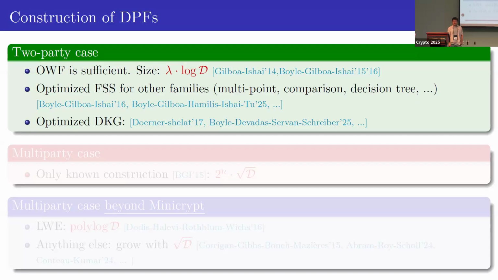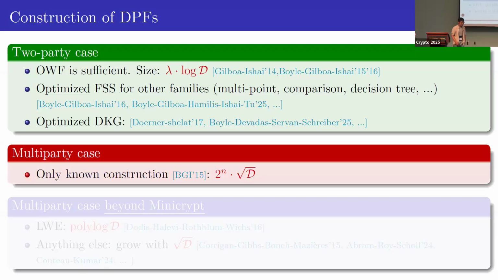However, if you go beyond two-party, even just the three-party case, then immediately we already have share size square root in the domain size. And as the number of parties increases, the share size grows exponentially in the number of parties. So this construction, Boyle, Gilboa, Ishai 15, is the only construction we know how to build multi-party distributed point functions in minicrypt.